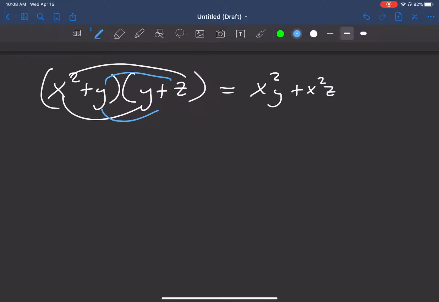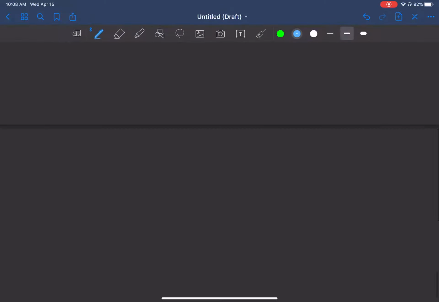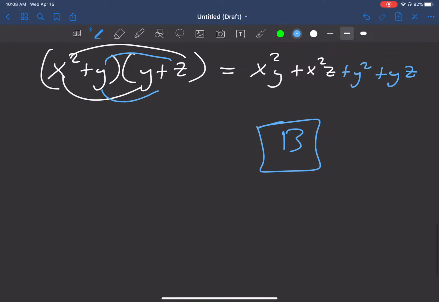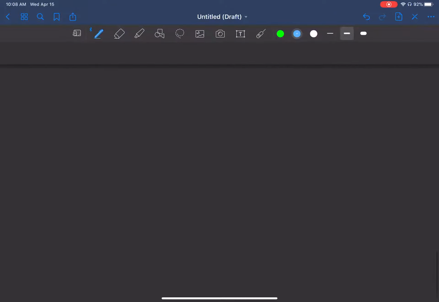Now let's look at the second part. Y times y, of course, is your y squared. Y times z is just plus yz. So this should have been x squared y plus x squared z plus y squared plus yz. So this should have been B, right? This is probably just checking if you can FOIL out things with different variables. So you have 3 different variables here, x, y, and z.